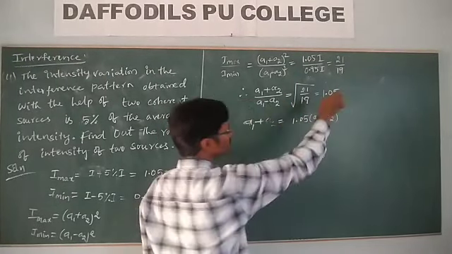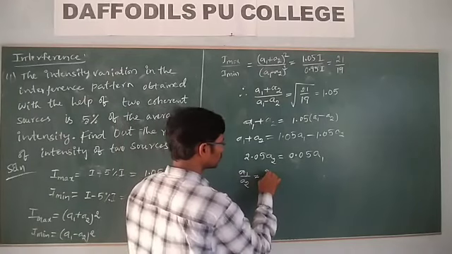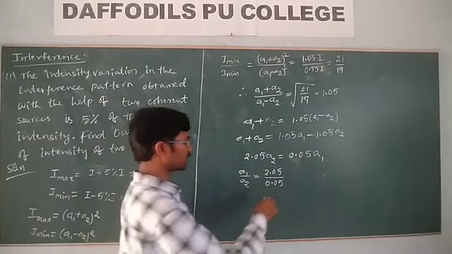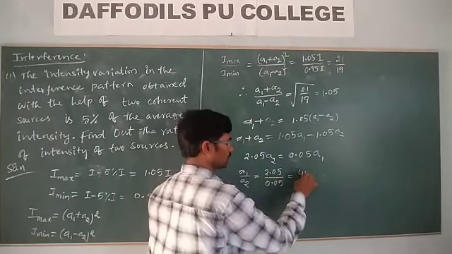So what do you get here? 2.05 A2 is equal to 1.05 minus 1, then A1. 2.05 A2 is equal to 0.05 A1. Now A1 by A2 is equal to what do you get then? 2.05 by 0.05. Then this is 41 by 1. That is the ratio of the amplitudes.